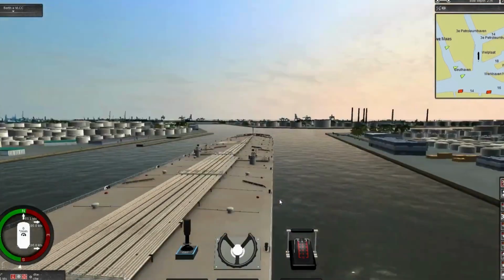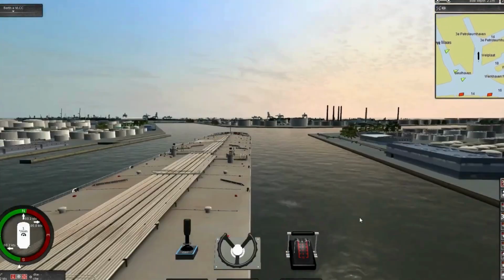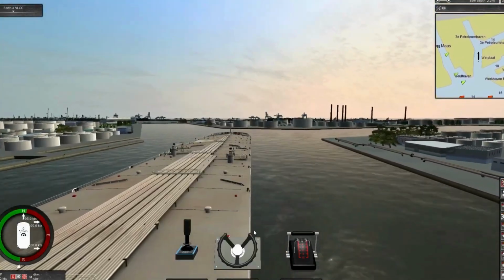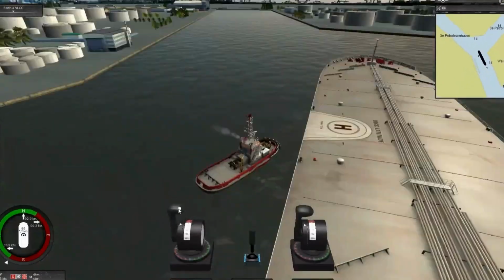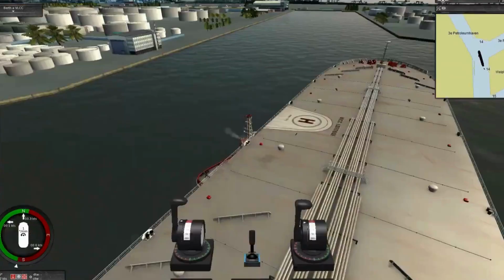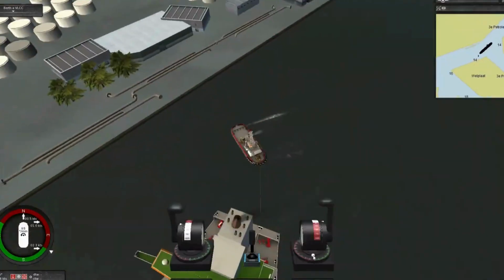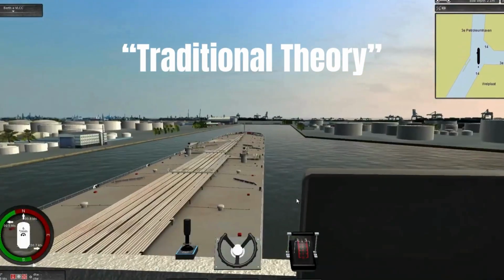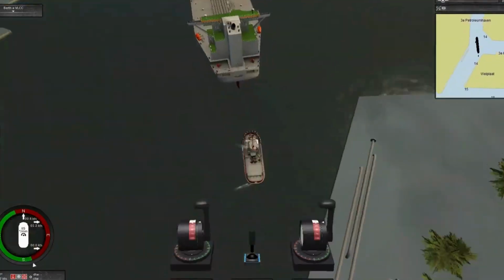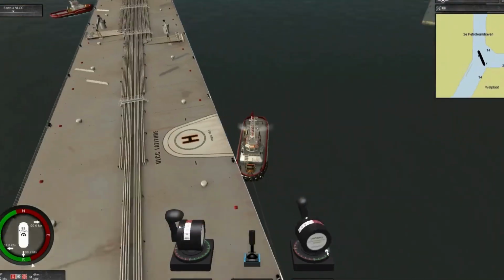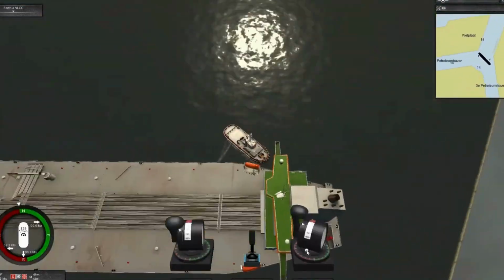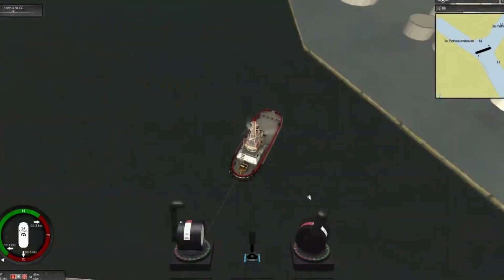Ship maneuvering, as the most critical and high-risk timeframe in ship and port operations, requires thorough knowledge of its theory. But what if I told you that most of existing theory is wrong? The available literature is flooded with so-called traditional theory, which was initially established by Captain Rowe in his book, The Shiphandler's Guide.